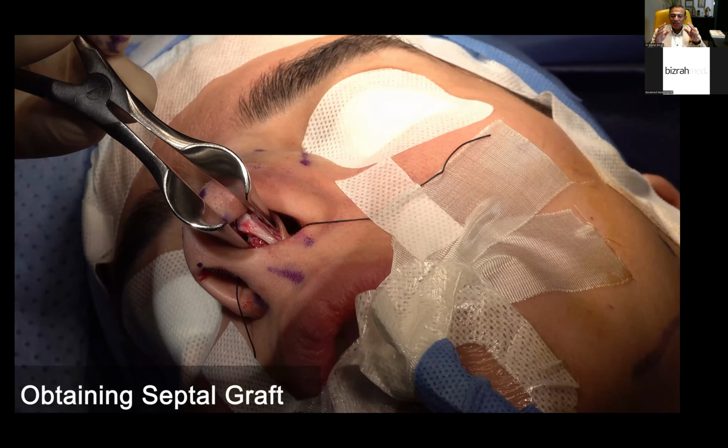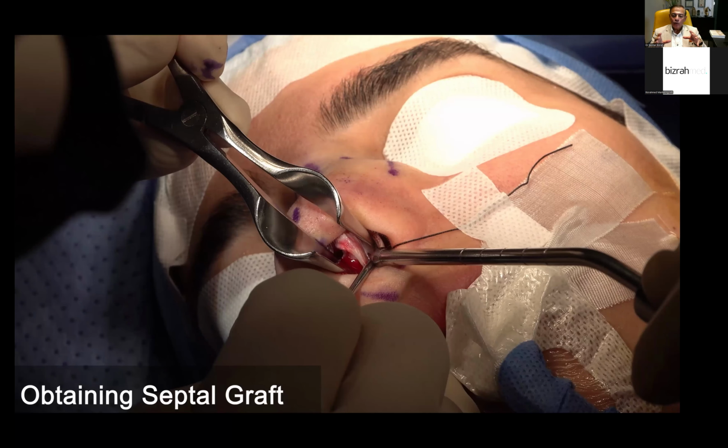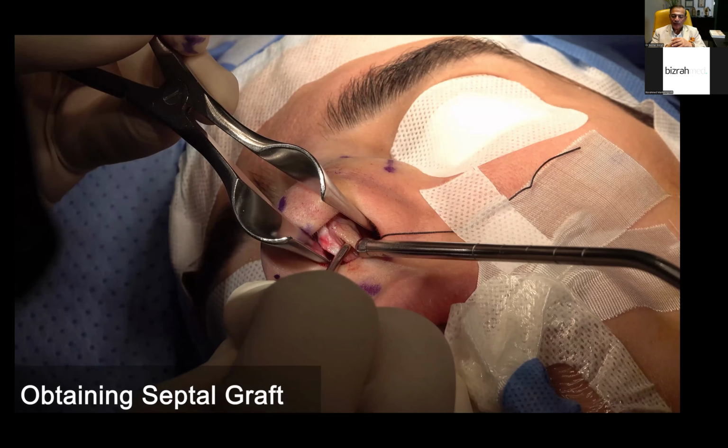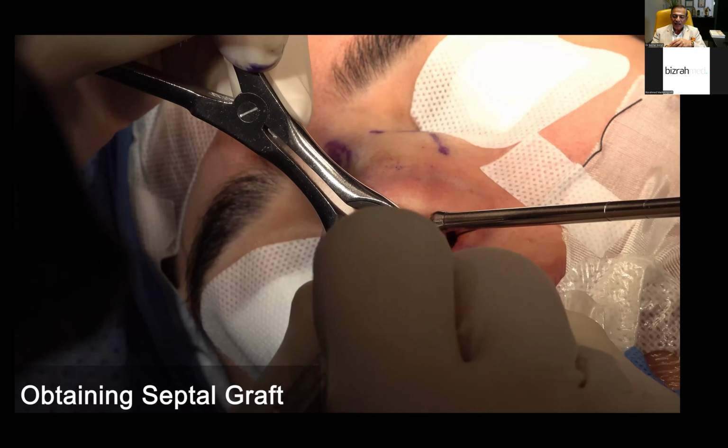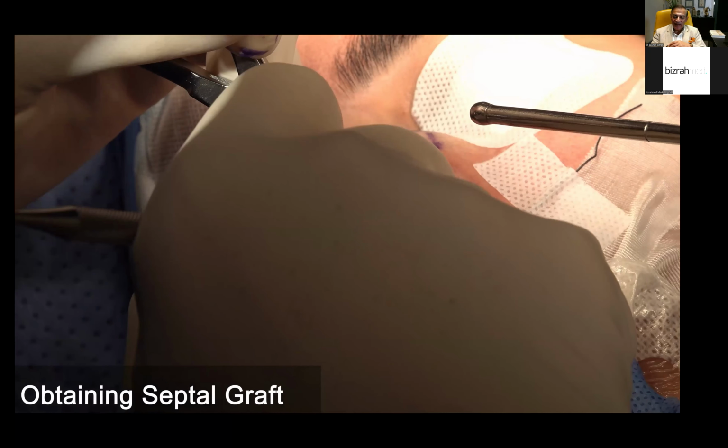And once you prepare the nose nicely, as you see, and go into the right plane, you will be very easily able to dissect and undermine the left flap. As you see now, we can see the white cartilage. Once you can see the white cartilage inside, that means you are on the right plane.